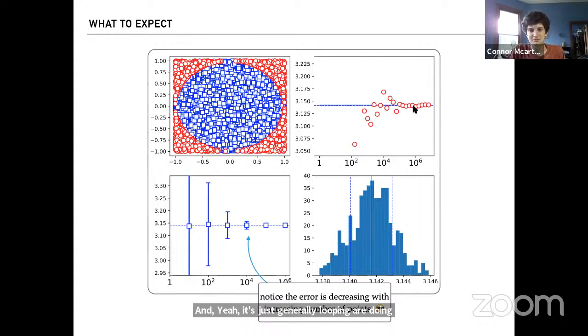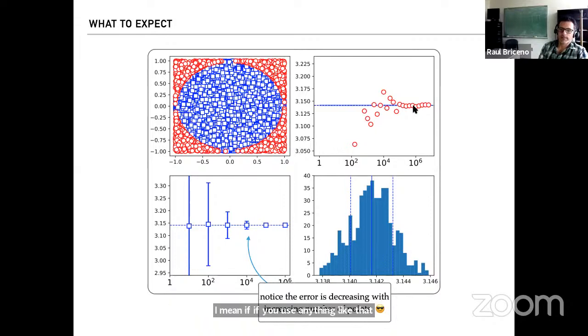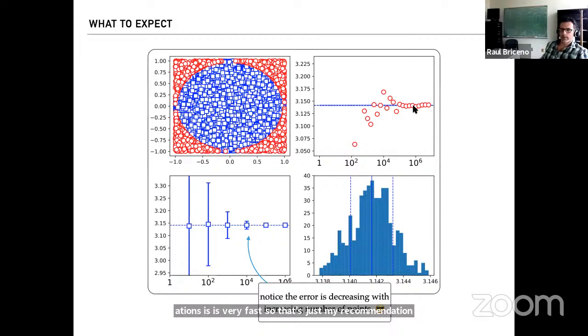Yeah, I mean, if you use anything like vector matrix manipulations, it is very fast. So that's just my recommendation. The way that we're typically taught is to do iterations using for loops. And a lot of times there's no way around it, but most of the time you can get around it and write things in an array format. So I would strongly recommend rethinking about that.